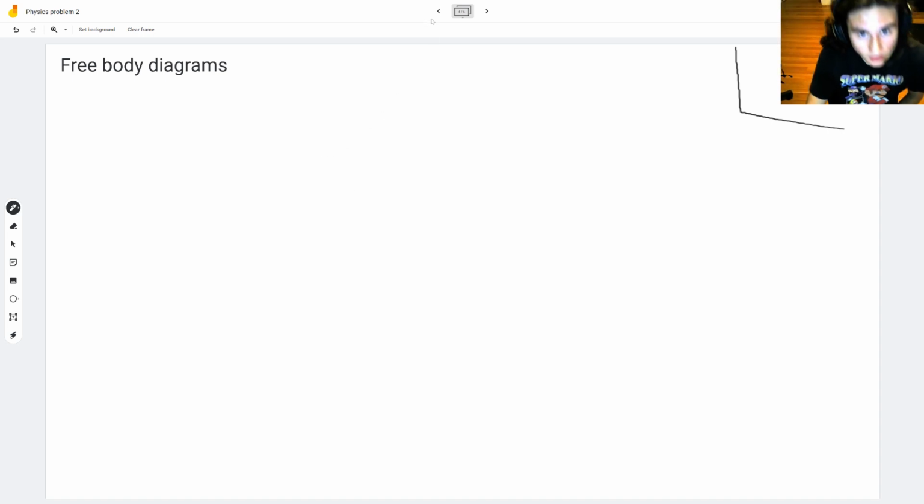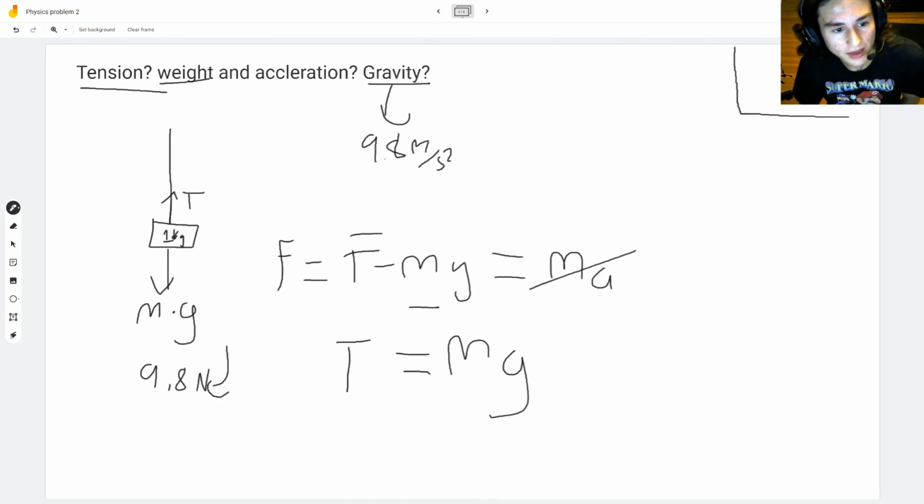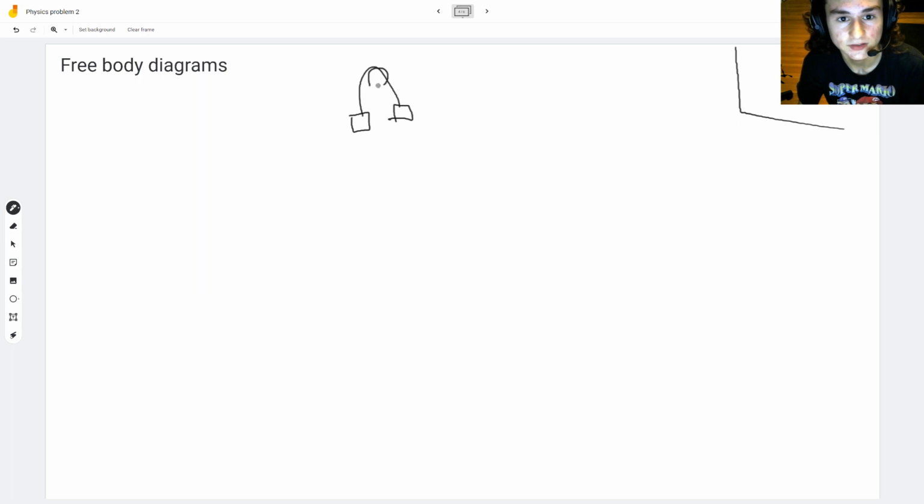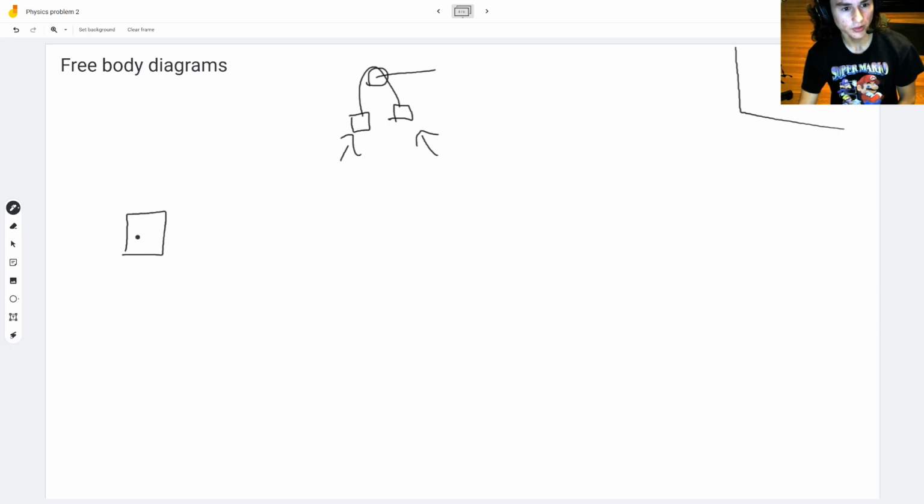Now what you saw that I just drew here is called a free body diagram. A free body diagram, it's in the name, means free body. If we have a problem that shows two masses over a pulley, we would draw a free body diagram for each of these blocks. That means it's free from the pulley, so we're not going to draw any pulley. We're going to draw the blocks. I'm going to call them mass 1 and mass 2.